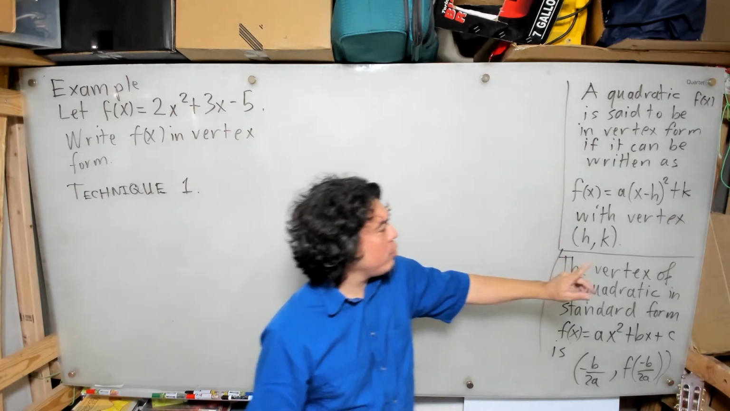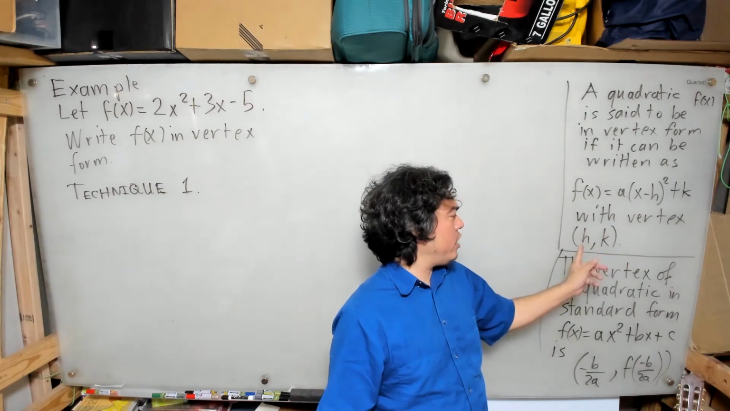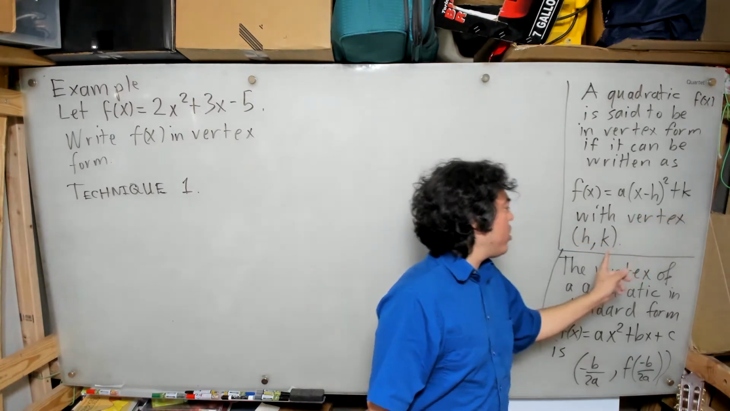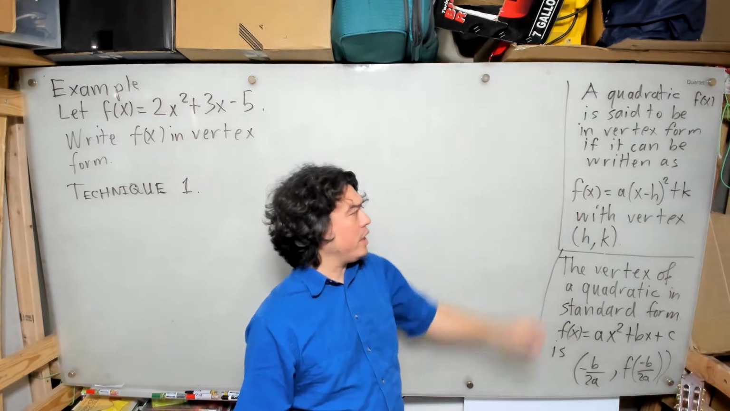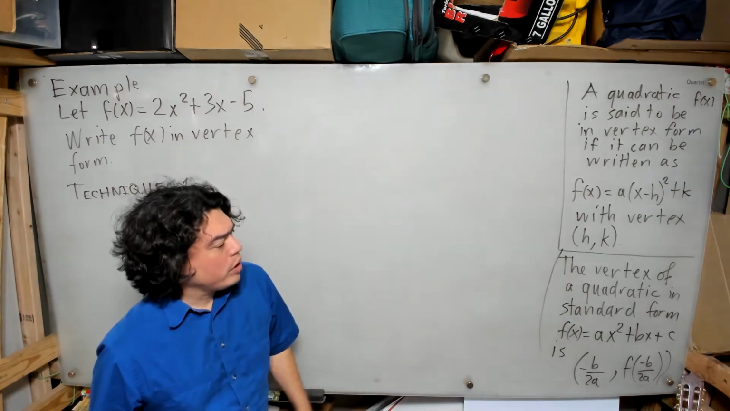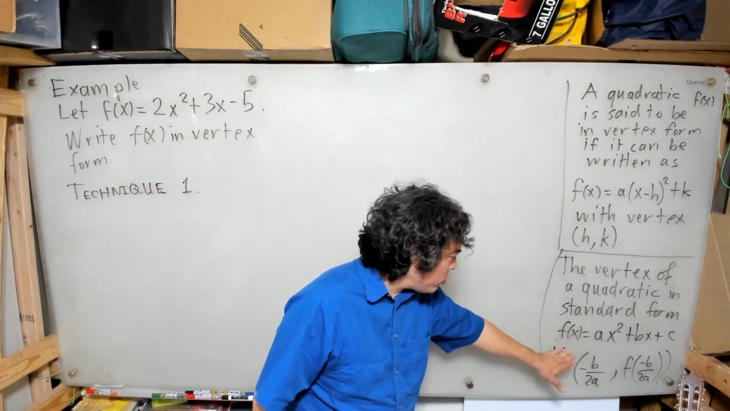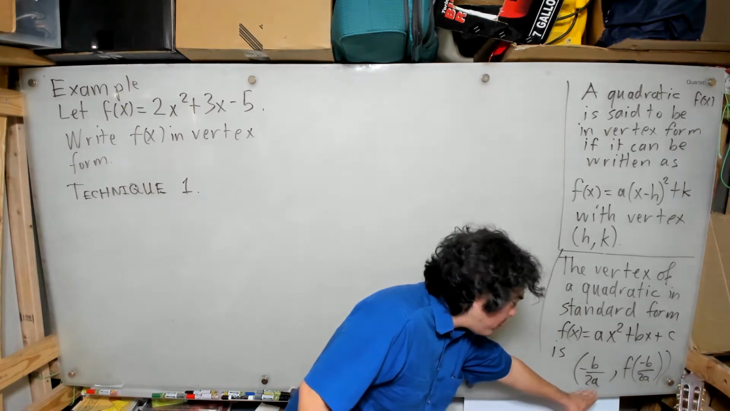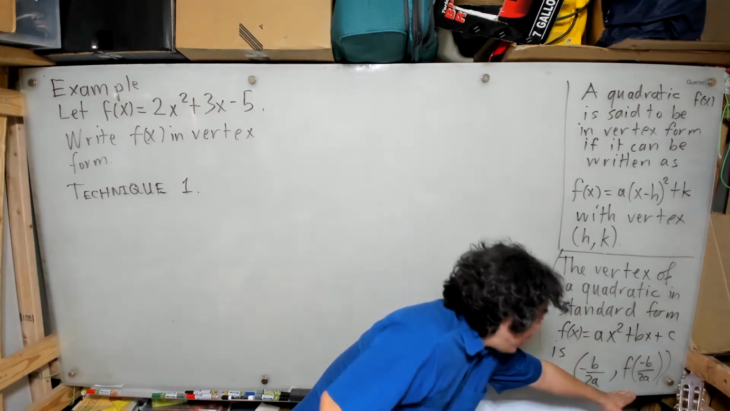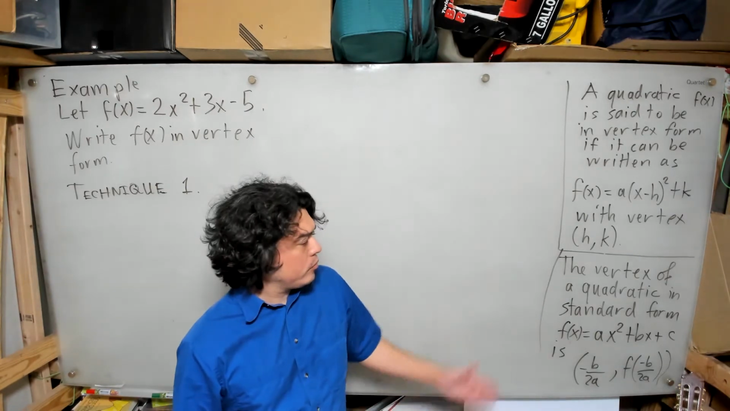I also want to make this point. Here I have x minus h, here I have h, here I have plus k, here I have k. So that sign inversion is not an accident, that's actually the way it is. Number 2, the vertex of a quadratic in standard form, f of x equals ax squared plus bx plus c, is given by negative b over 2a as the x coordinate, and the quadratic evaluated at that x coordinate for the y.